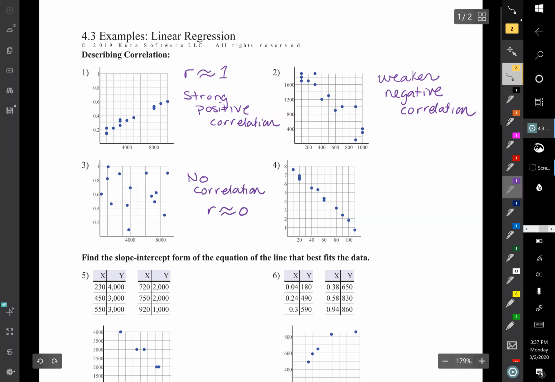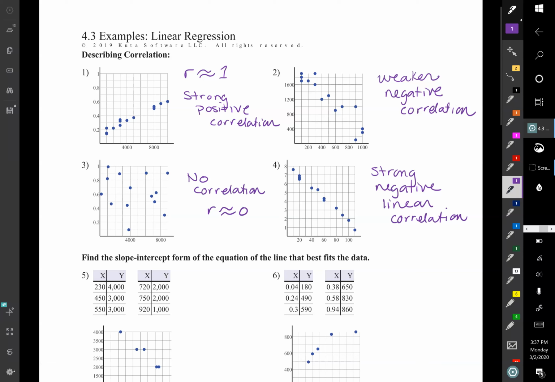Number 4, what do you guys think for that one? Well, hopefully you said it's a negative linear correlation. We're looking at linear, so we should note that it's linear. And those dots are pretty tight together. So we're going to say a strong negative linear correlation.